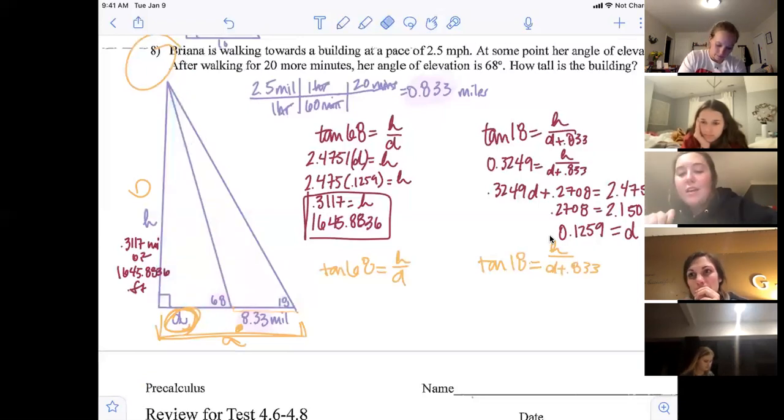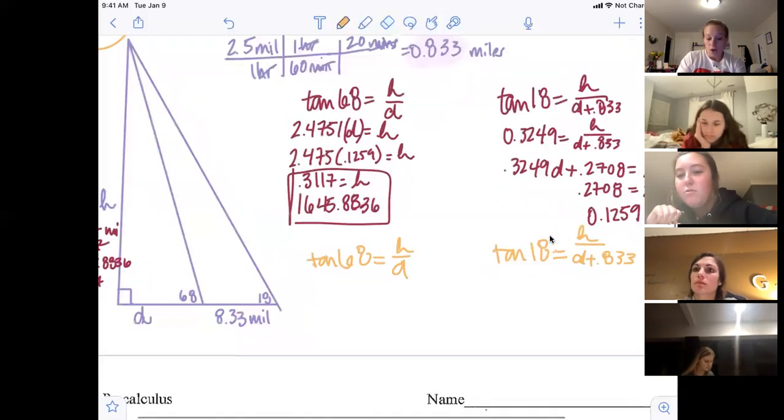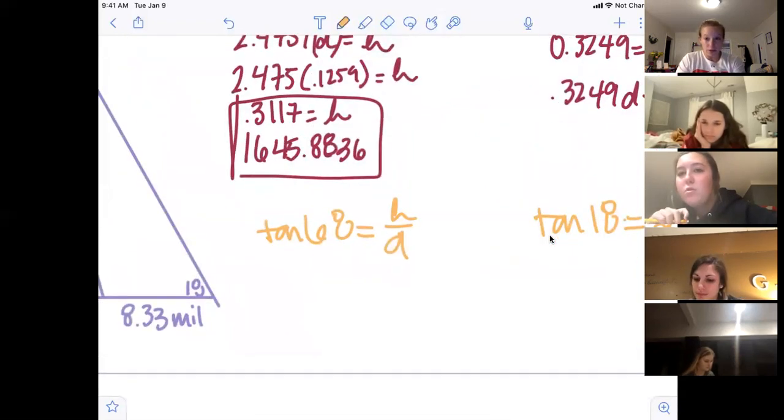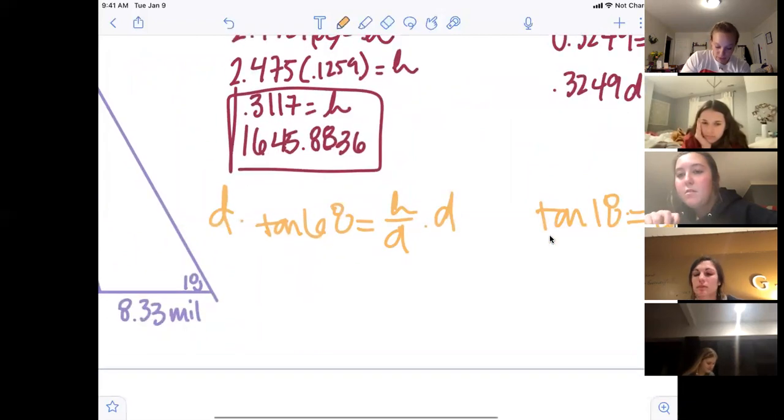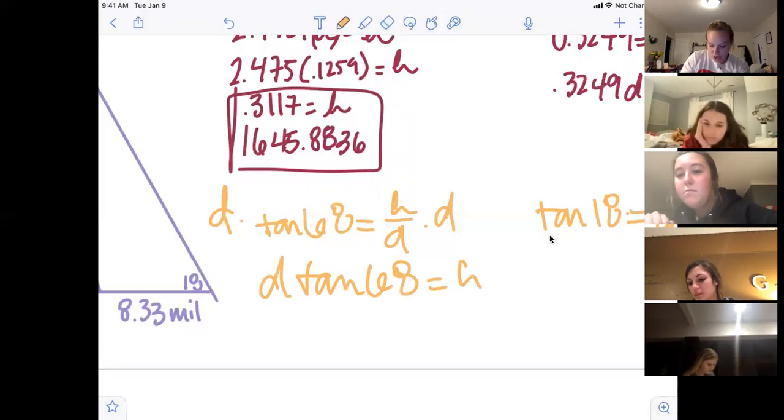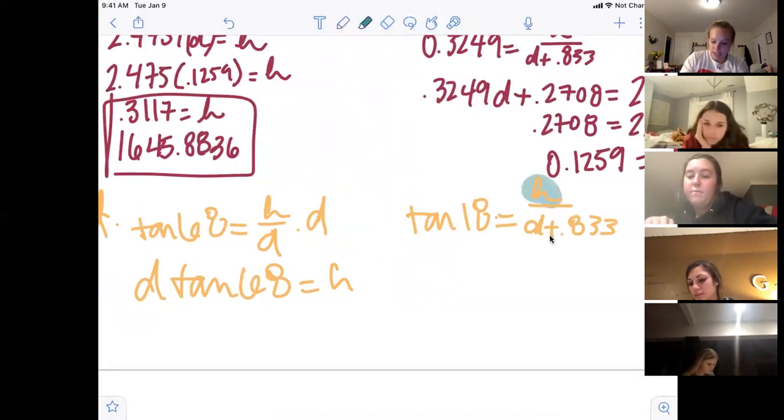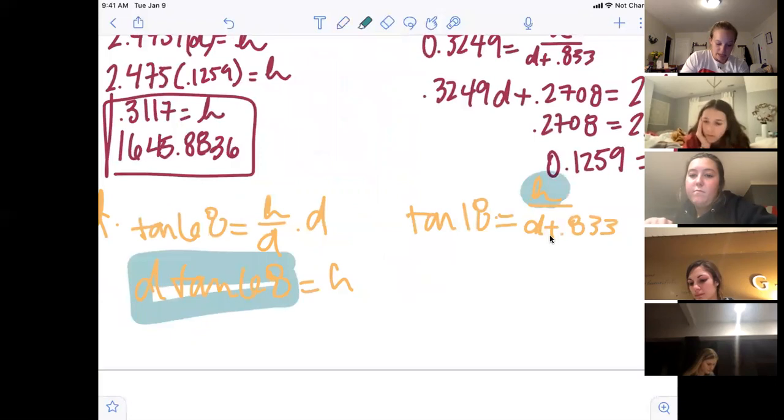Okay, totally get that. I just, for some reason, thought you had to solve the smaller triangle first to get to the bigger triangle. We have to simplify the smaller triangle in order to substitute it in. So I want to get one of the variables by itself, and it's easiest to get H by itself. So if I do D tan of 68 equals H, now I can replace this H with D times tan of 68.